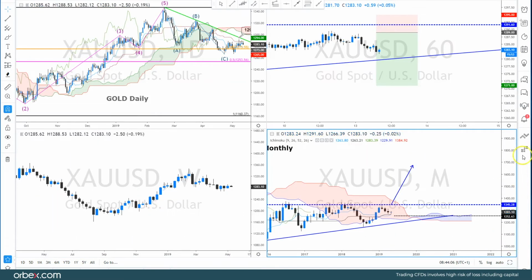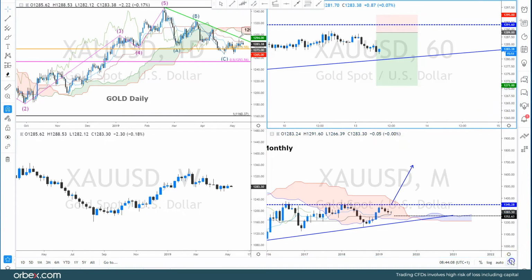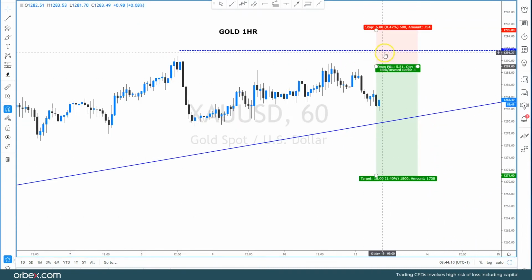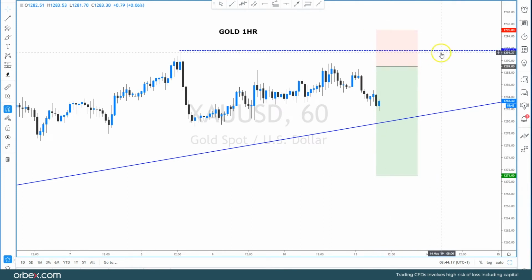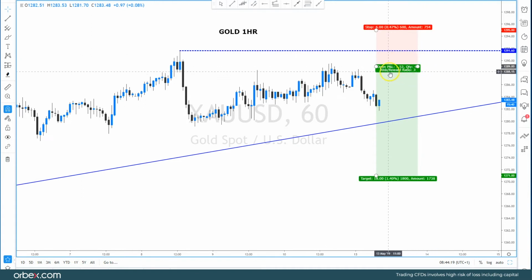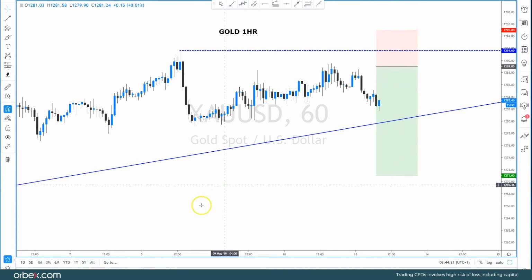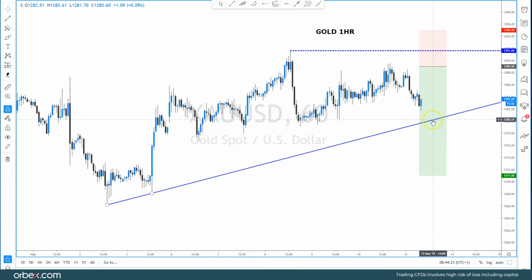On a shorter-term basis, we're negative. We're looking to sell into rallies. The 1292 level is providing a pivotal mark at the moment. We're looking to set shorts in front of there, looking to target a break of this short-term upward trending support, and to target a move towards 1271, 1268.